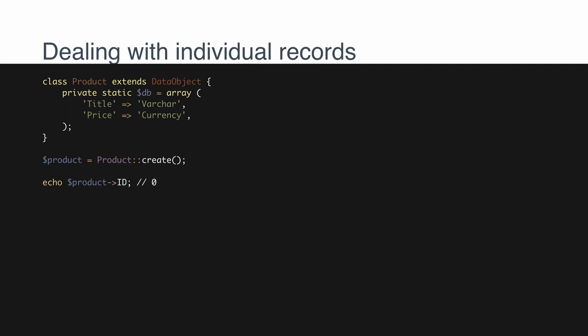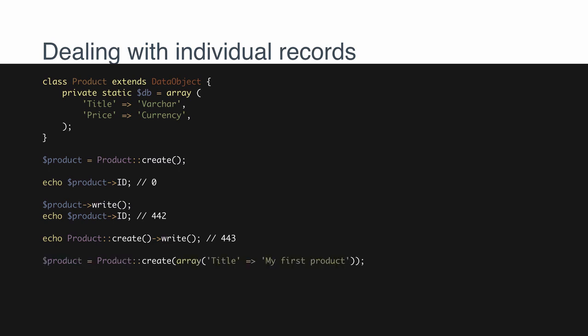In order to persist the record, we need to invoke the write method. For convenience, the write method returns the record's ID. Further, the create method can populate the object with initial field values. So here we're setting the title on creation.